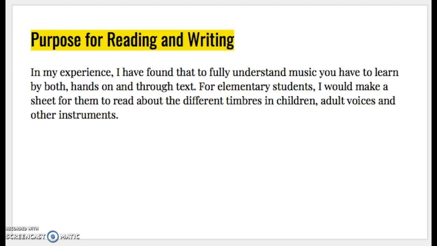For example, the sheet would have definitions for, for example, bass, which is a deep, low sound. Then they would write an example of an instrument they think would be characterized as a bass timbre. And it would be, for example, a tuba.